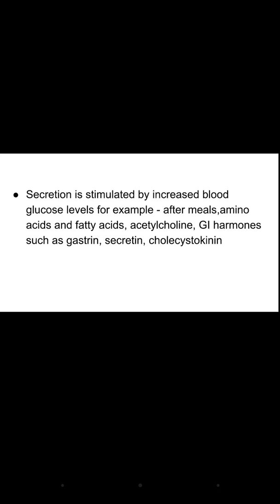So insulin is secreted by increased blood glucose levels, increased amino acid levels, increased fatty acid levels, because of acetylcholine release and because of GI hormones named gastrin, secretin and cholecystokinin. But its secretion will be decreased if these hormones are produced, for example glucagon, cortisol, somatostatin and also adrenaline.